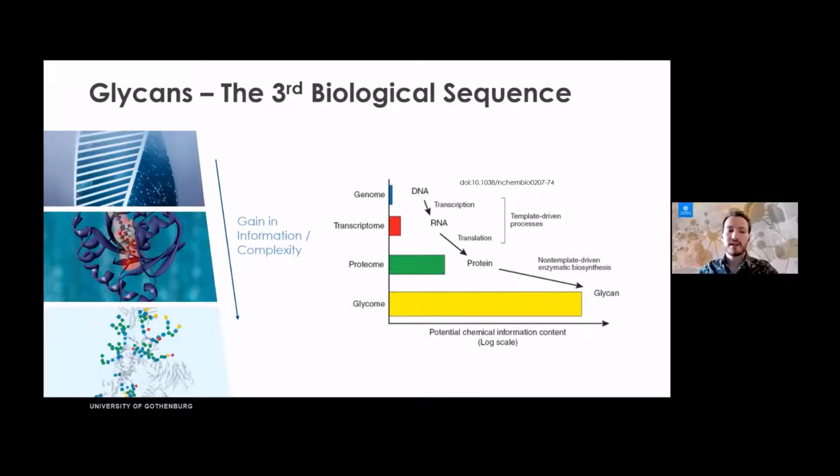So glycans are a universal biopolymer. To my knowledge, we haven't uncovered a form of life that doesn't have any glycans. So in that sense, it's as universal as the other biological sequences. And what is interesting is that it's a lot more information rich. So even though the sequences themselves are typically a lot shorter than you would expect from DNA or proteins, the diversity within this sequence can be a lot larger. And you see that here with the log scale chemical information content. And I'll go a bit more into detail why that is the case.